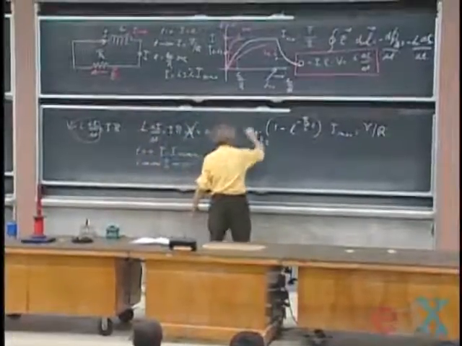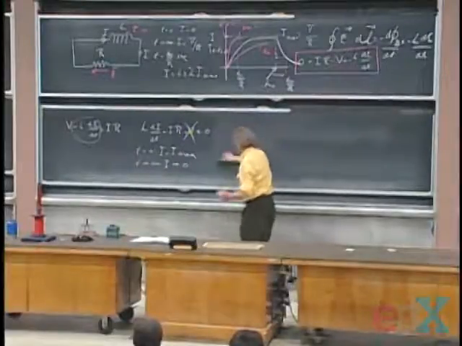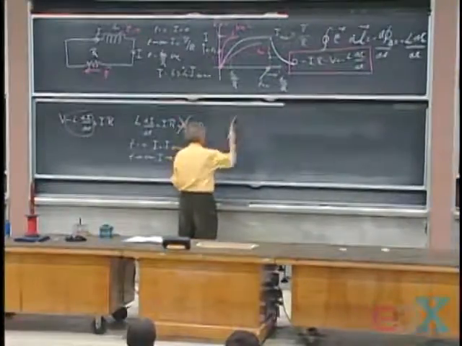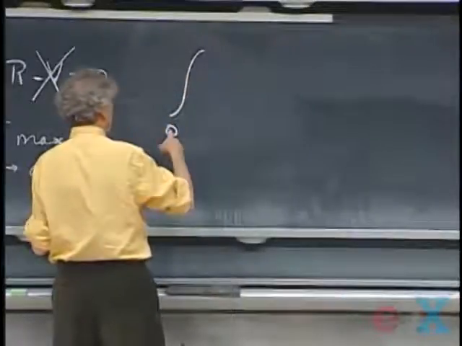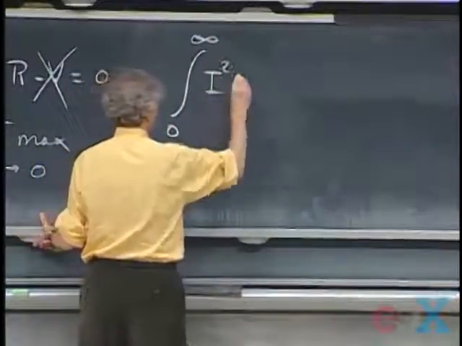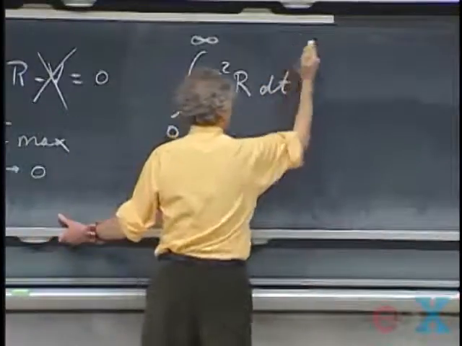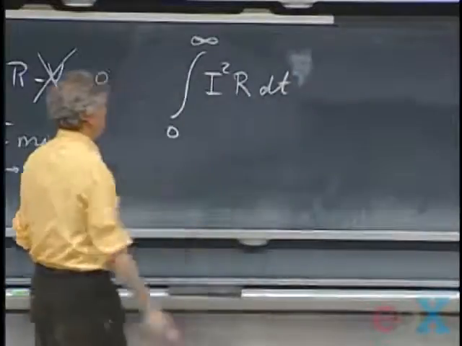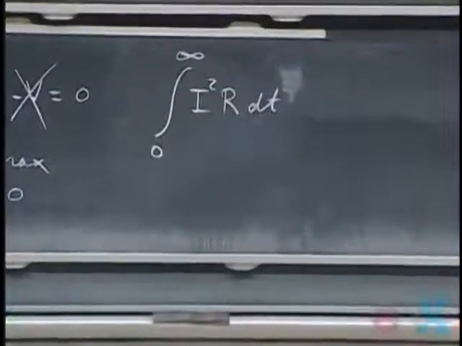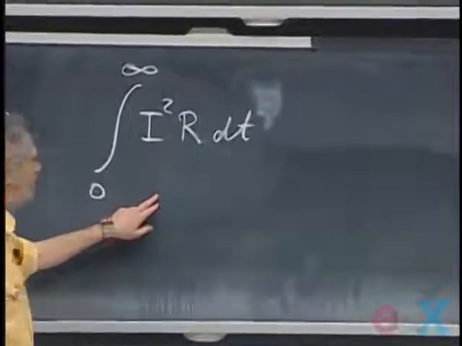So at any moment in time, the current is producing heat in the resistor. And so if my voltage becomes zero at time t equals zero, then this is the amount of heat, no square here, I square R dt integrated from 0 to infinity is the total heat that is produced as the current dies out. But I know what this current was, I just erased it, but I still remember it.